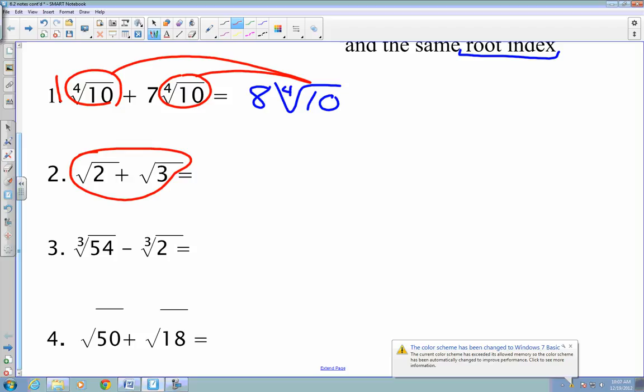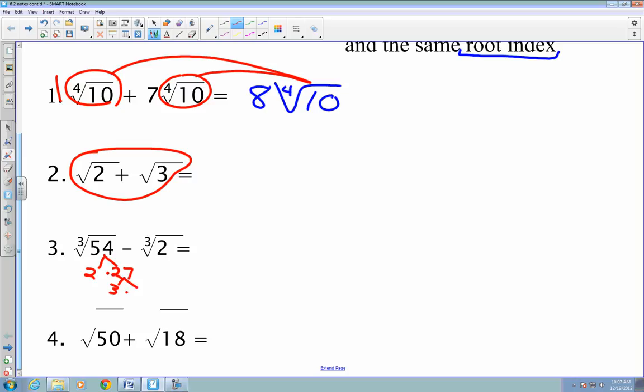Now, when you first look at this next one, I have the cube root of 54 minus the cube root of 2. You would initially say, well, I can't combine those, but I can simplify the cube root of 54. We talked about this a little bit yesterday. So what you want to do is simplify this. So let's see, 2 goes in there 27 times. 27 is 3 times 9, which is 3 times 3. And if you just recognize that 27 is a cube root, that's okay too.